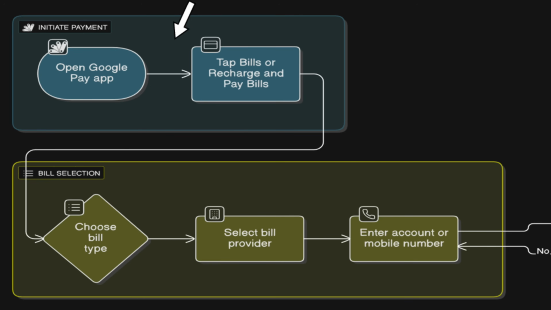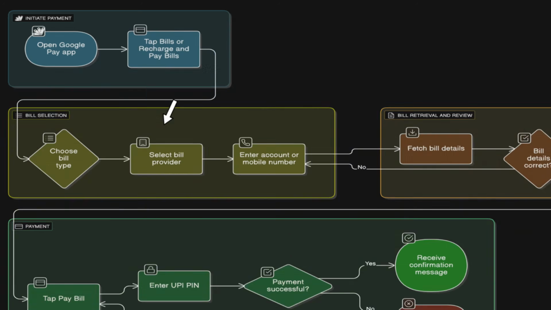Step 1 is initiate payment. You have to open the Google Pay app, and on the home screen you can see bills or recharge and pay bills. Tap on that. Then the second step is bill selection. Choose the type of bill you want to pay. For example, it can be electricity, water, or mobile postpaid. Then select your bill provider. For example, your state electricity board or gas company. Then enter your consumer number, account number, or mobile number, depending on the bill type.